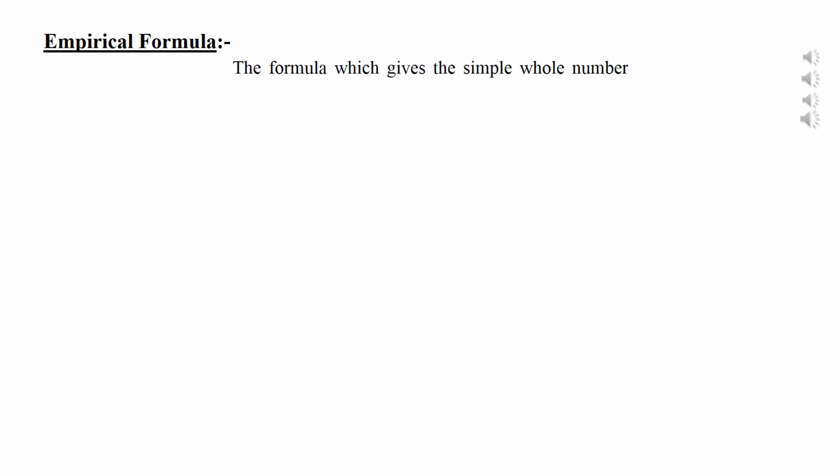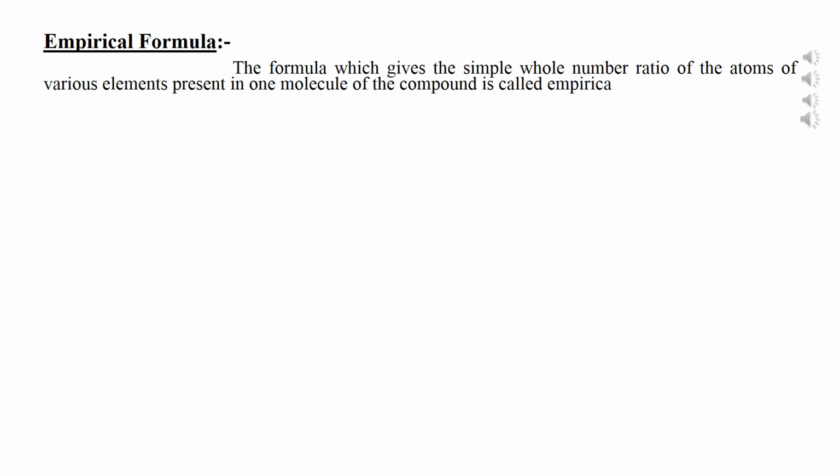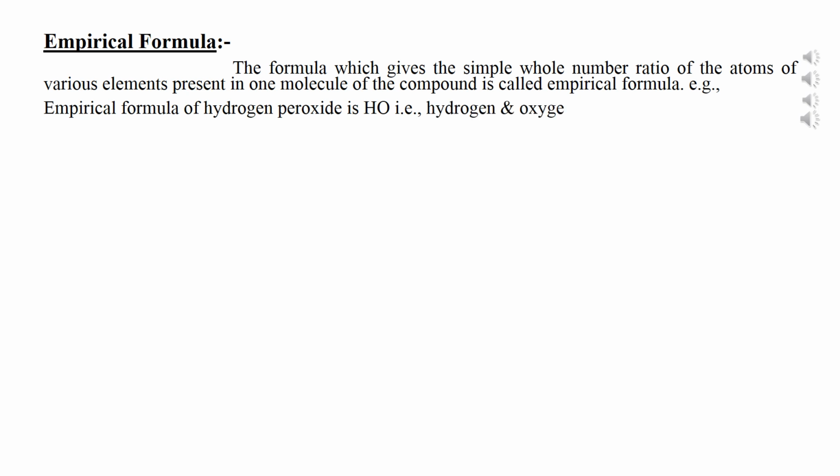Now let's understand what is empirical formula. The formula which gives the simple whole number ratio of the atoms of various elements present in one molecule of the compound is called the empirical formula. For example, the empirical formula of hydrogen peroxide is HO. As we know, the actual formula of hydrogen peroxide is H2O2.